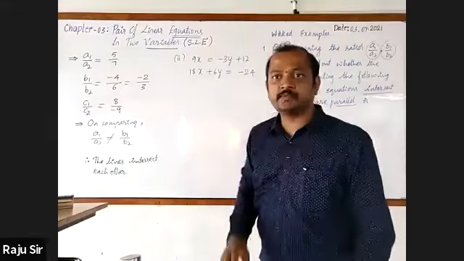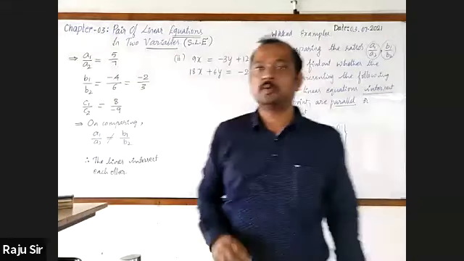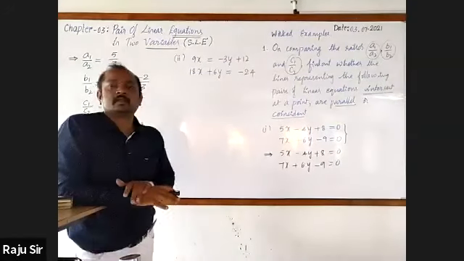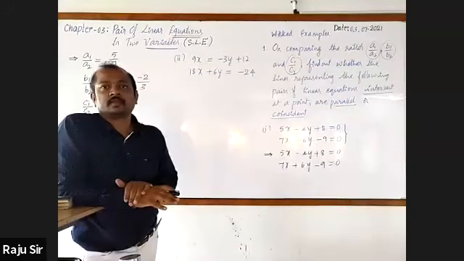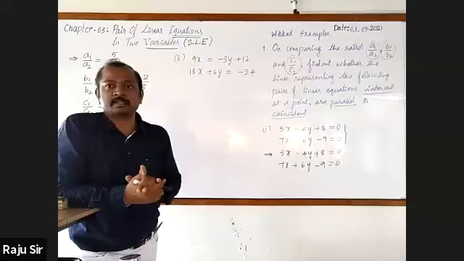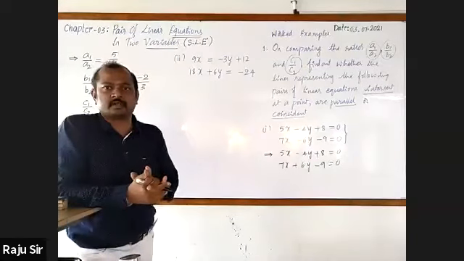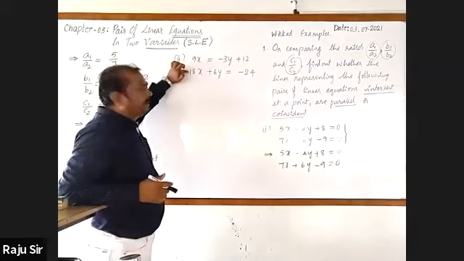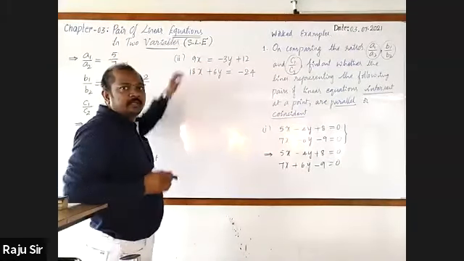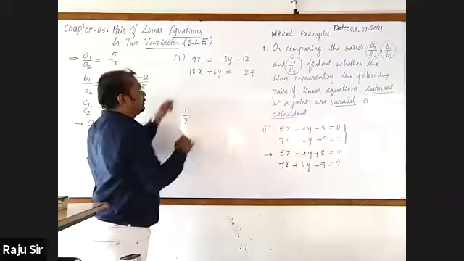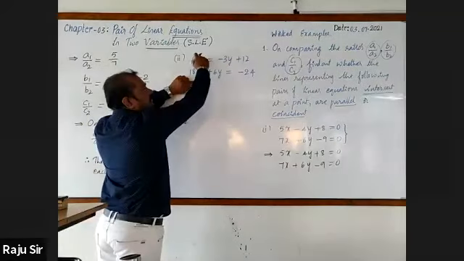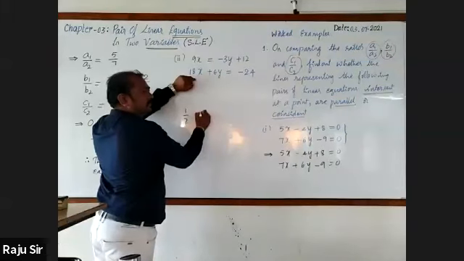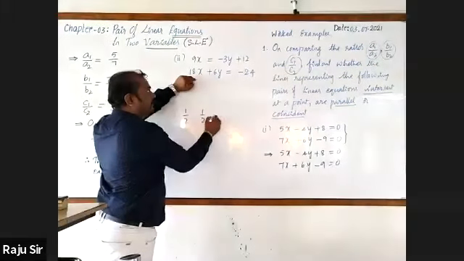Are they in standard form? No, sir. So we have to write in standard form. As the deciding factor is very simple, just mind calculation is enough. Compare. 9x plus 3y is equal to 12. 9 by 18 is 1 by 2. Take minus 3y to the left hand side, it becomes plus 3y. 3 by 6 is 1 by 2.